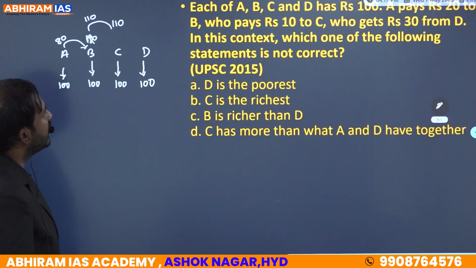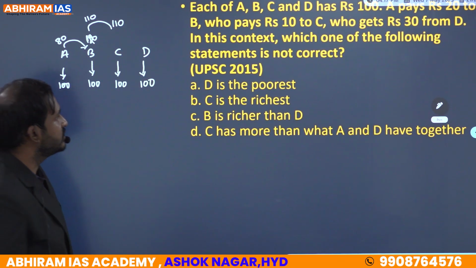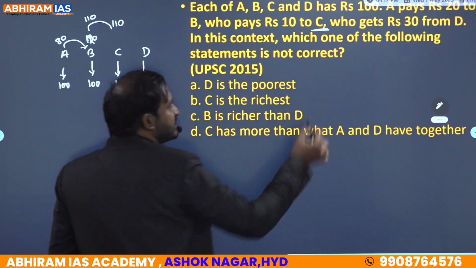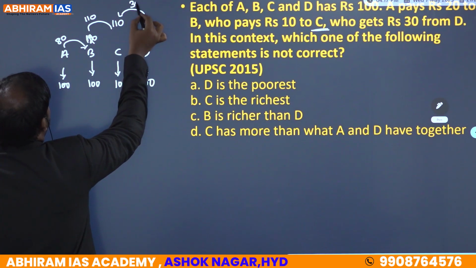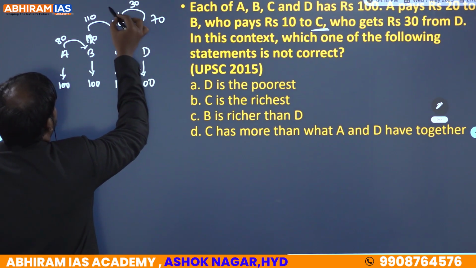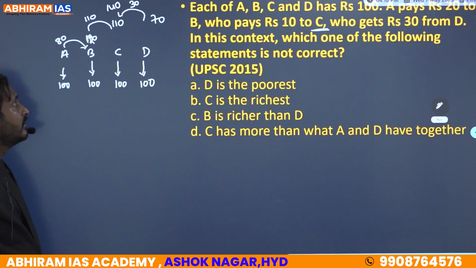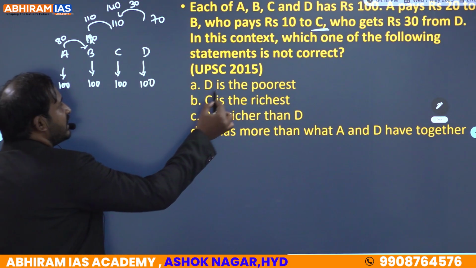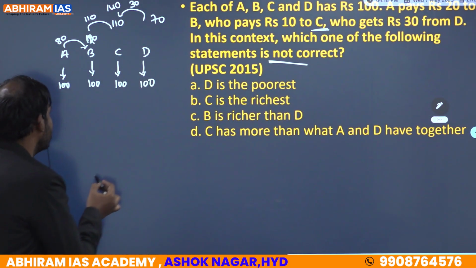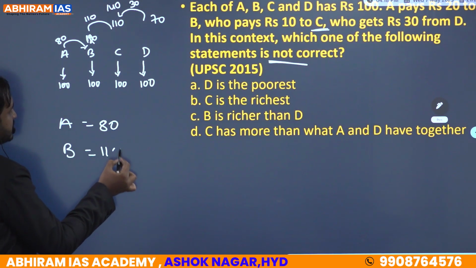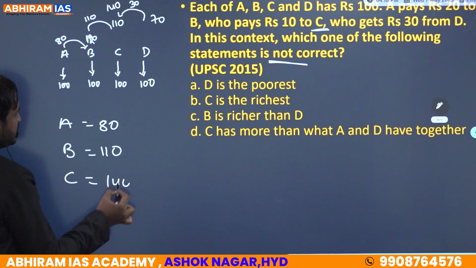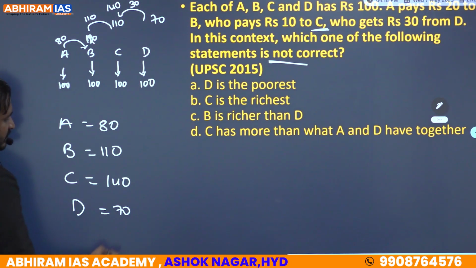Who gets 30 rupees from D? The same person, C. That means D's value will become 70 and C's value becomes what? 140. 140 finally. Now see here, which one of the following statements is not correct? D is the poorest. Yes, D is the poorest, but they asked us which is not correct. That means at last A has 80 rupees, B has 110 rupees, C has 140 rupees and D has 70 rupees with him.